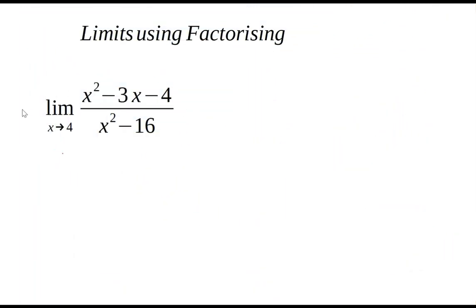Now if we are given the limit as x approaches 4 and we are given this function, first of all, as I said, the first thing to do is a direct substitution to see whether you will get a finite number. If we put 4 in the denominator, we get 16 minus 16. That will make this undefined, so the direct substitution doesn't work here.